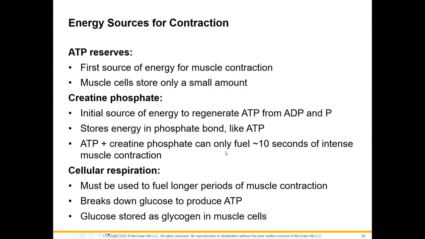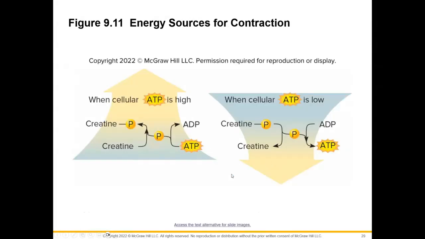ATP plus the creatine phosphate can only fuel about 10 seconds of intense muscle contraction, though. So cellular respiration is really important to fuel the longer periods of muscle contraction. We break down glucose, we produce more ATP, and you remember that from the previous chapter. Glucose is stored as glycogen in muscle cells, so we certainly can make use of that, so we can have cellular respiration happening at that level. When cellular ATP is high, we can regenerate creatine phosphate. But when cellular ATP is low, we have to use some of the creatine phosphate.